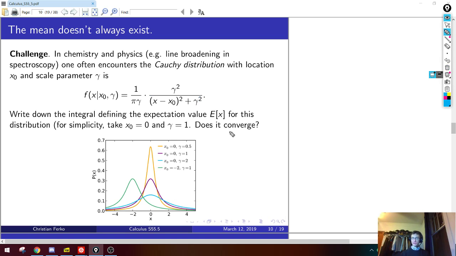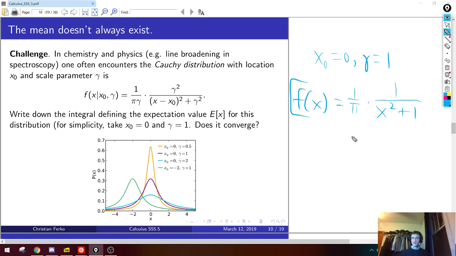Anyway, we'll see more about that in a second, but let's consider the special case where the center, x0, equals 0, and the shape parameter, gamma, is 1. If I plug those in, then we just get the function f of x is roughly 1 over pi times 1 over x squared plus 1. Okay. So if this is our distribution, how do I find the expectation value? What integral do I write down which would define the expectation value, or the mean value, of this distribution?